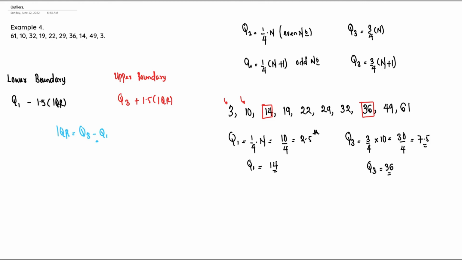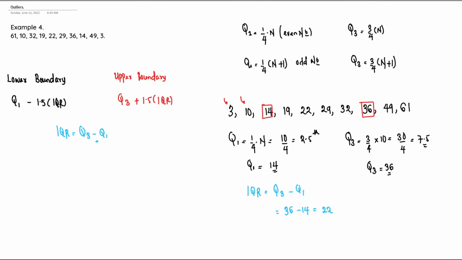So that being said, we've gotten the first quartile, we've gotten the third quartile. Now the next step is for us to get the interquartile range, and the interquartile range is very simple to work with. So the IQR is equal to the third quartile minus the first quartile, and that's equal to 36 minus 14. So 36 minus 14 gives us 22. That means the value of our interquartile range is equal to 22.